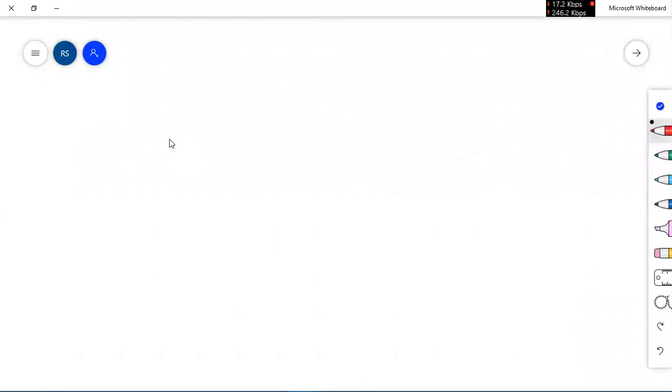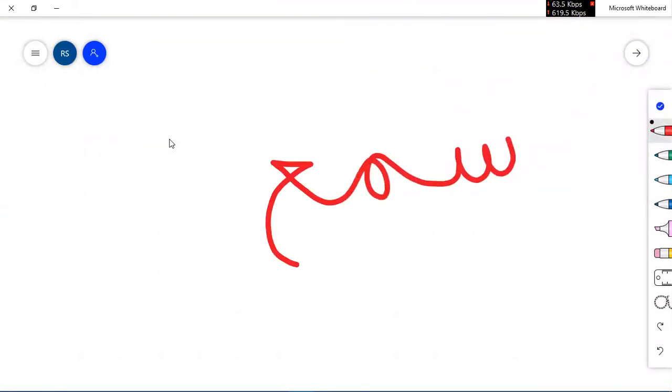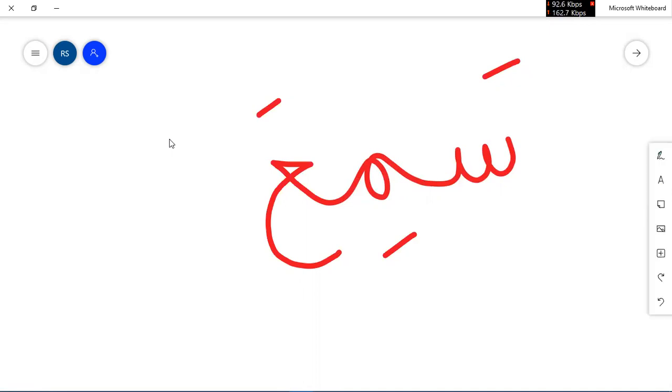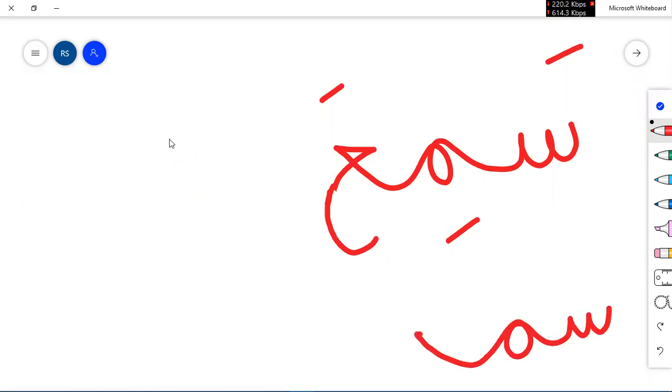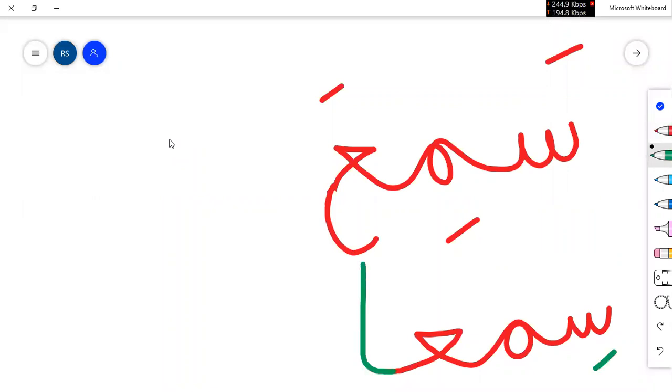Can anyone tell me what is the meaning of this word? Sami'a. He listened. What if we want to say they both listened? Anyone can answer. Sami'ana? Sami'a, alif and noon. Sami'a. They both listened.